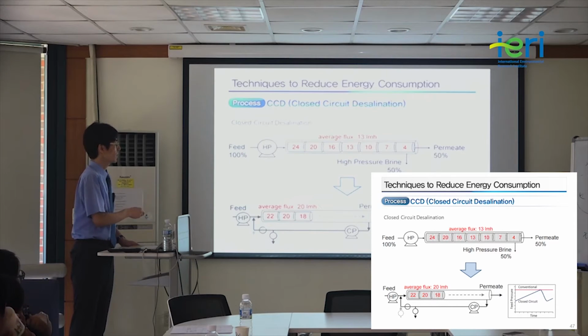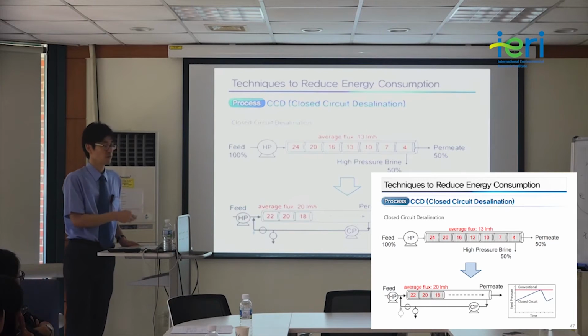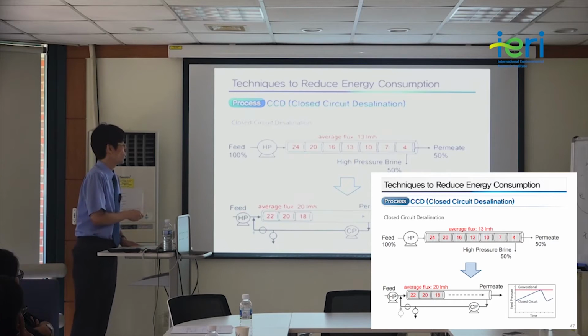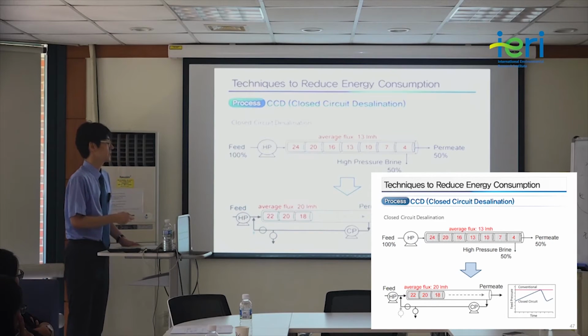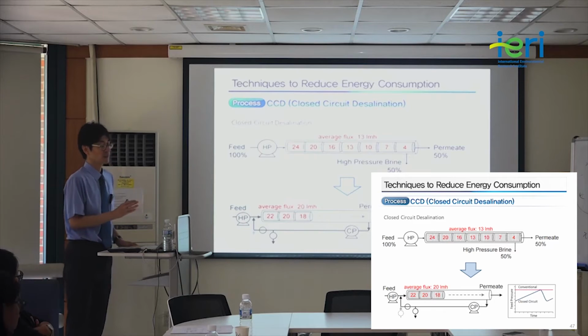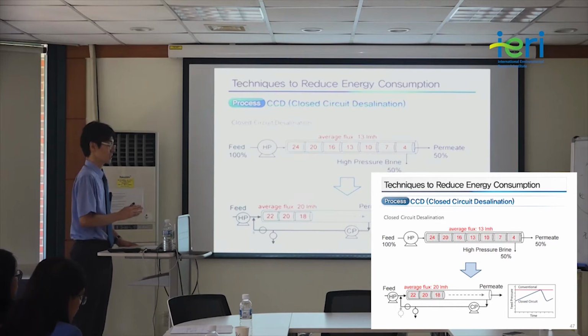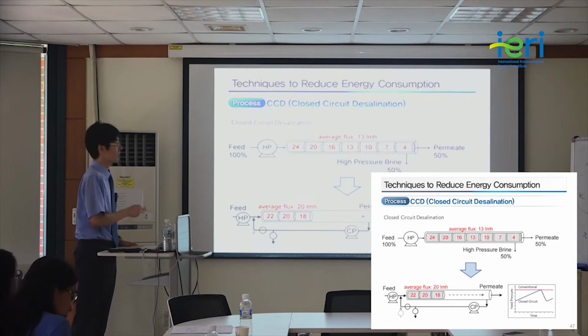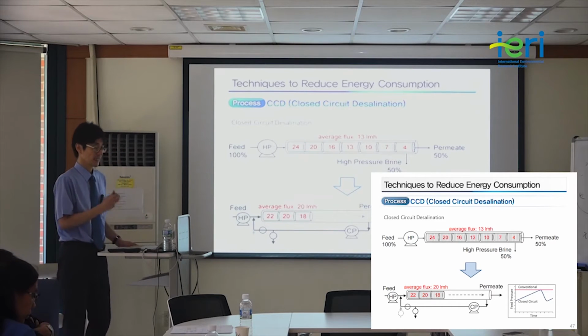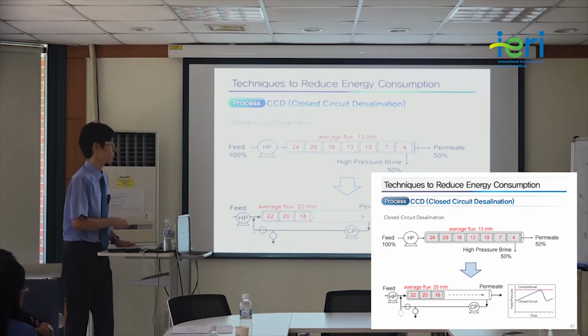Initially, the water salt concentration inside the system is 3.5 gram per liter, but with time it changes to 4, 5, and 5.5. So eventually, when the final target salt concentration is achieved, the system is stopped and we take out all the brine inside the membrane system.